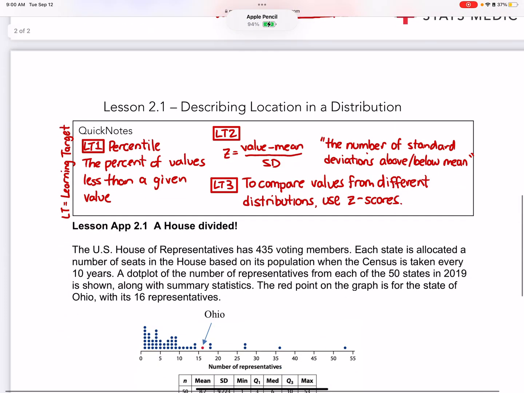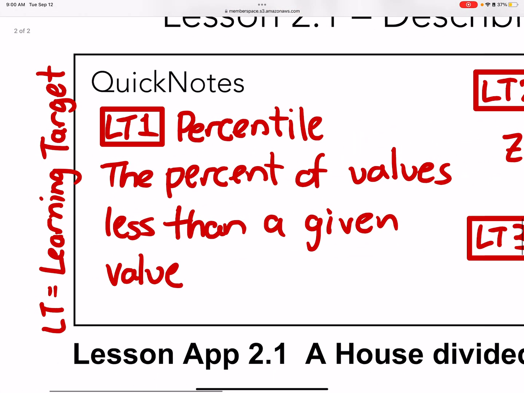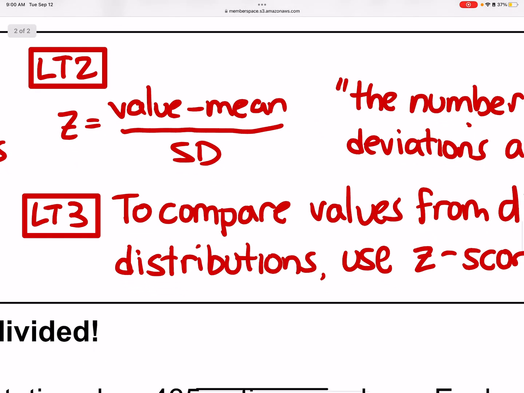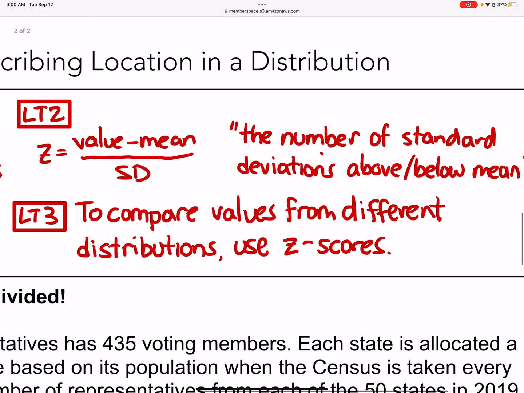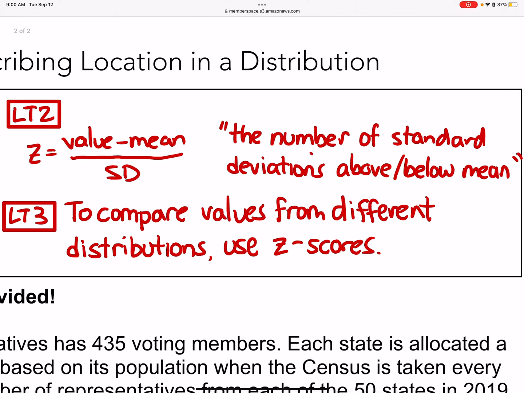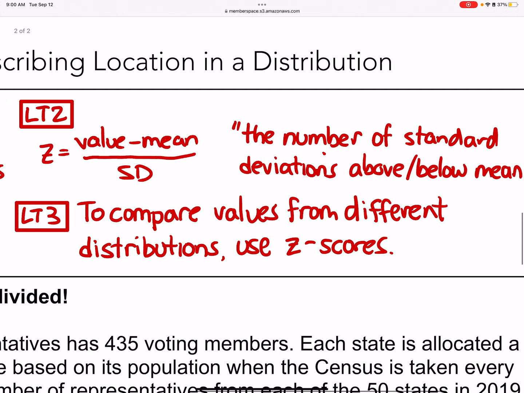So the things that you need to know: the percentile is the percent of values less than or equal to a given value. And the z-score is the value minus mean divided by standard deviation. And the purpose is it's the number of standard deviations above or below the mean. If it's positive, it's above. If it's negative, it's below. The whole purpose is to compare values from different distributions using z-scores, just like I said about a man's height and a woman's height, or SAT scores and ACT scores.